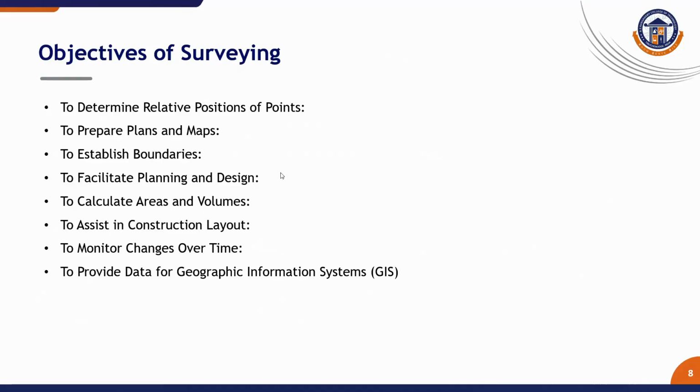Objectives of surveying. The objectives of surveying are multifaceted. It is performed to determine the relative positions of points, to prepare plans and maps, and to establish legal boundaries, to facilitate the planning and design of all engineering projects, help calculate the areas and volumes of earthwork, assist in the practical layout of construction on site, monitor change over time, and provide the fundamental data for modern geographical information systems, or what we call GIS.